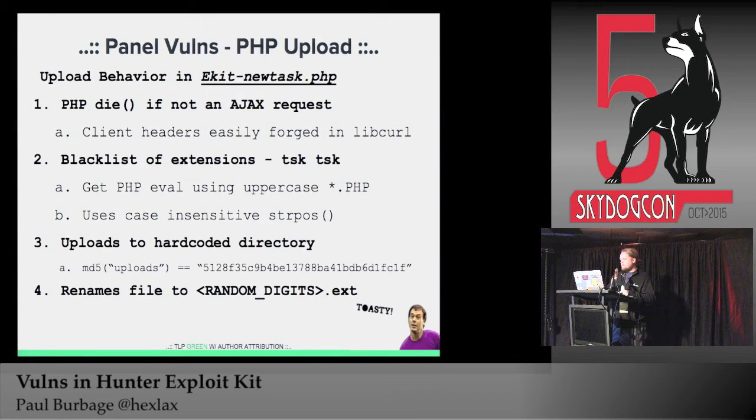Finally, a little bit of obfuscation was implemented. In step 3, it uploads to the hard-coded directory, which is that long MD5 string, which happens to be the MD5 of uploads. This is trying to fool any type of directory fuzzing that a particular pen tester might perform against a C2. So I thought that was pretty interesting. And finally, it renames the file to a bunch of random digits dot the extension.